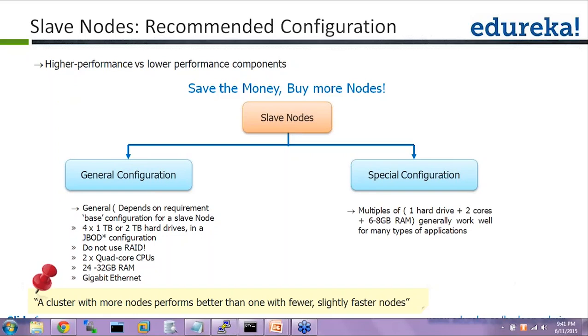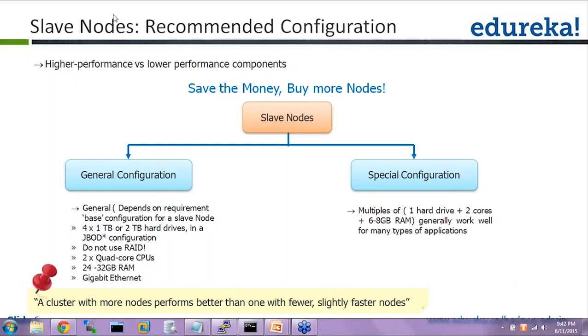It might be this way, or it can be like 14, 16 terabytes of hard disk drives. It can differ from organization to organization, application to application, and project to project. So that totally differs. But the main idea behind putting these slave nodes with this configuration is: buy more nodes. Save the money, buy more nodes, because the more nodes, the more the distribution of data will be, and the less the pressure on the nodes for the processing.